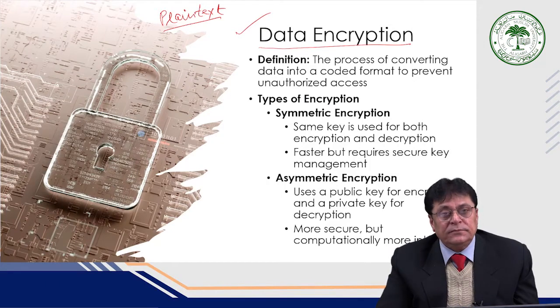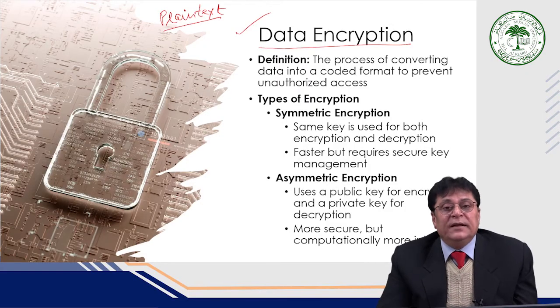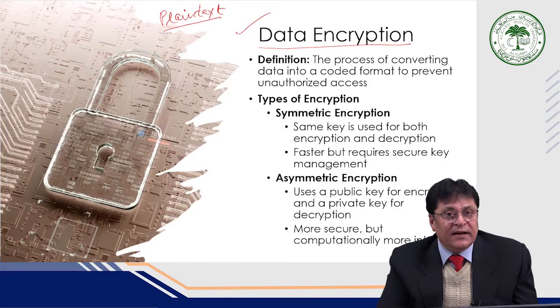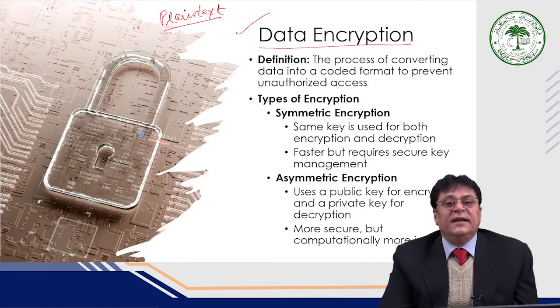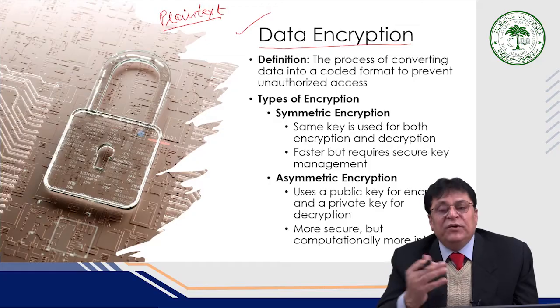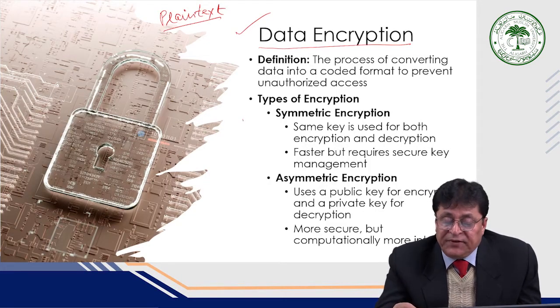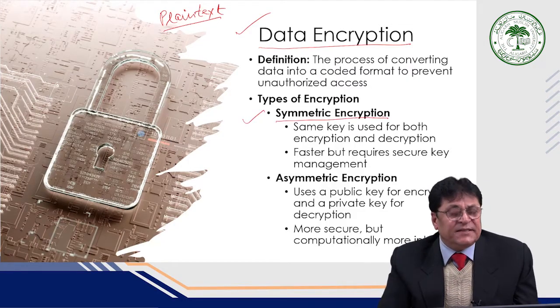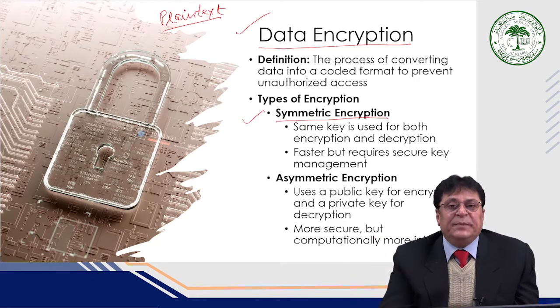So another system or algorithm which will be known as decryption algorithm, with the key which is used for decrypting it, will result in the plain text which is meaningful to the receiver now. There are two types of encryptions possible. One is known as symmetric encryption. Symmetric means the same key is used for encryption as well as decryption purpose.